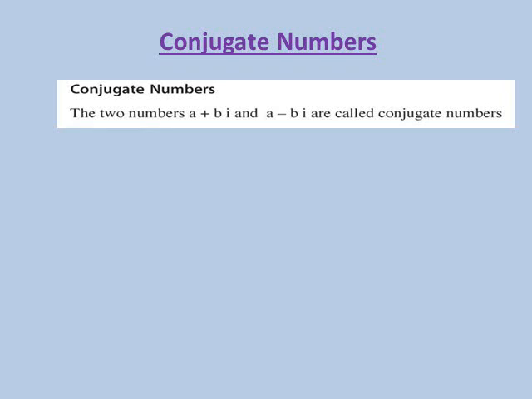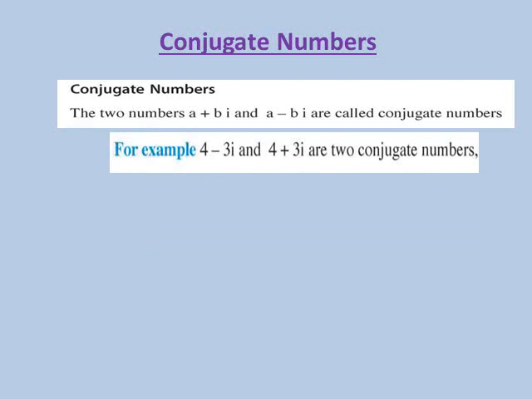The conjugate numbers. If I have a complex number a + bi, its conjugate will be a - bi. So the two conjugate numbers, a + bi and a - bi: I change the sign of the imaginary part. For example, 4 - 3i, its conjugate is 4 + 3i.